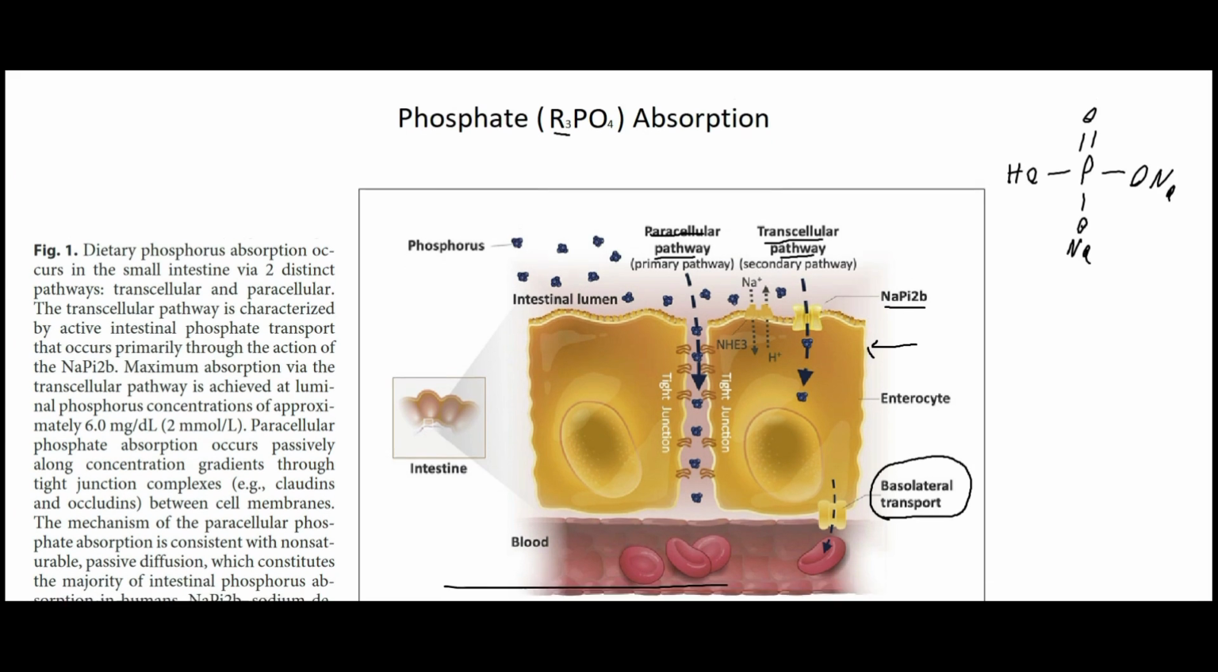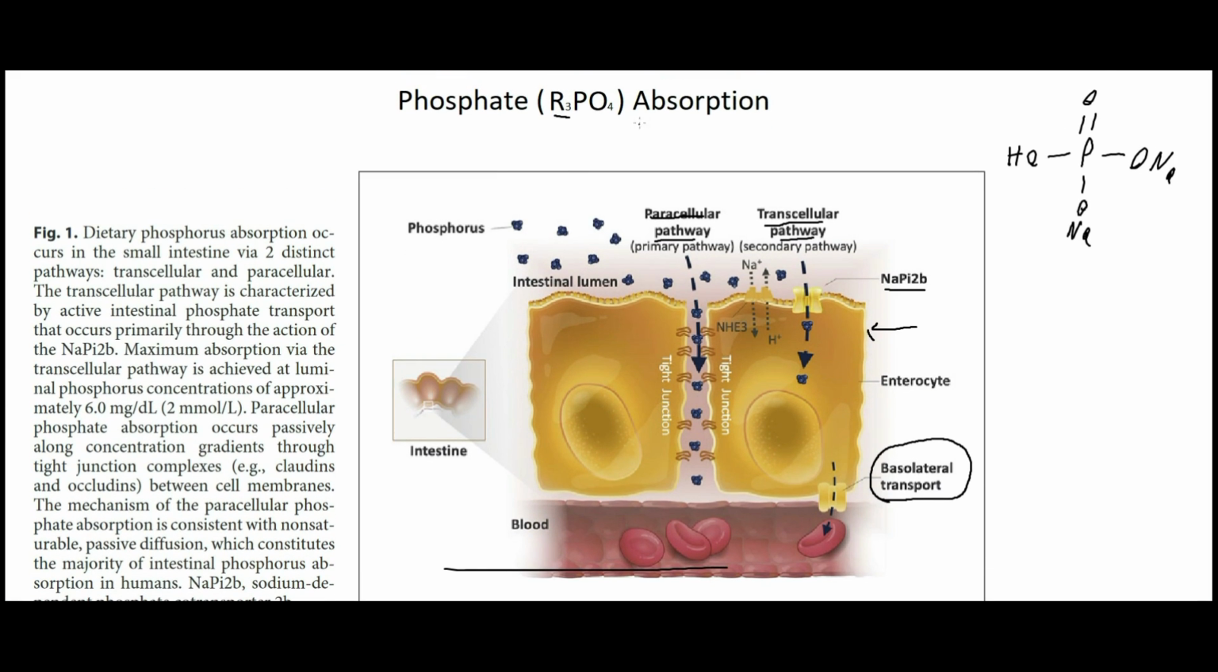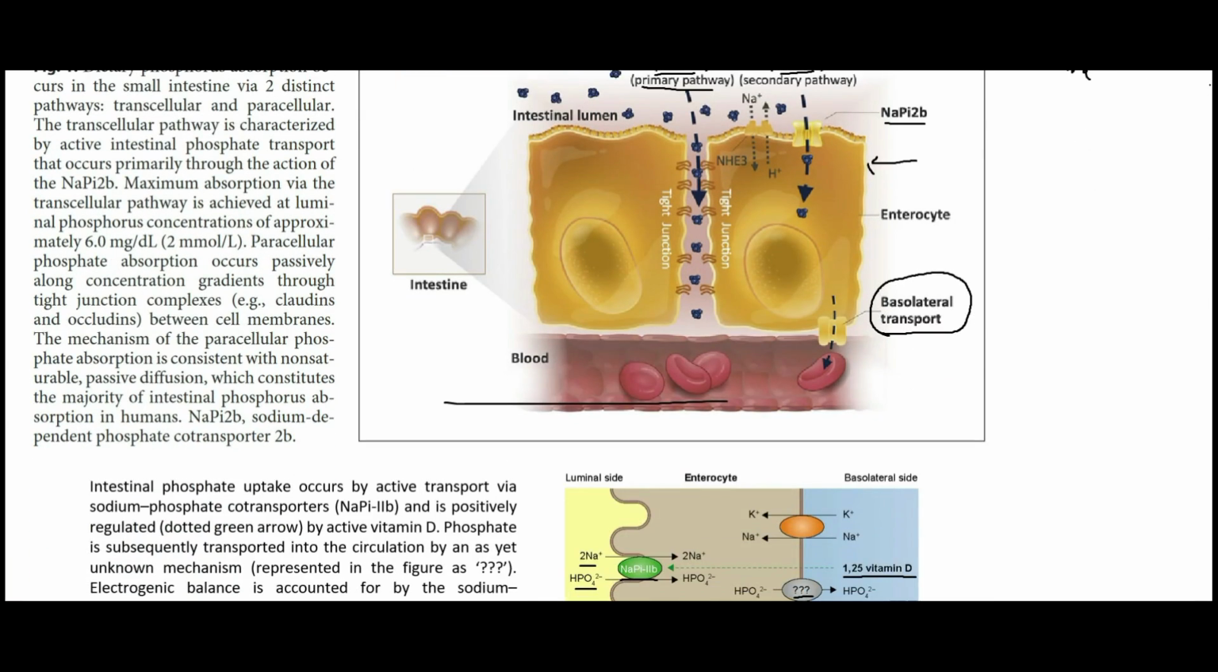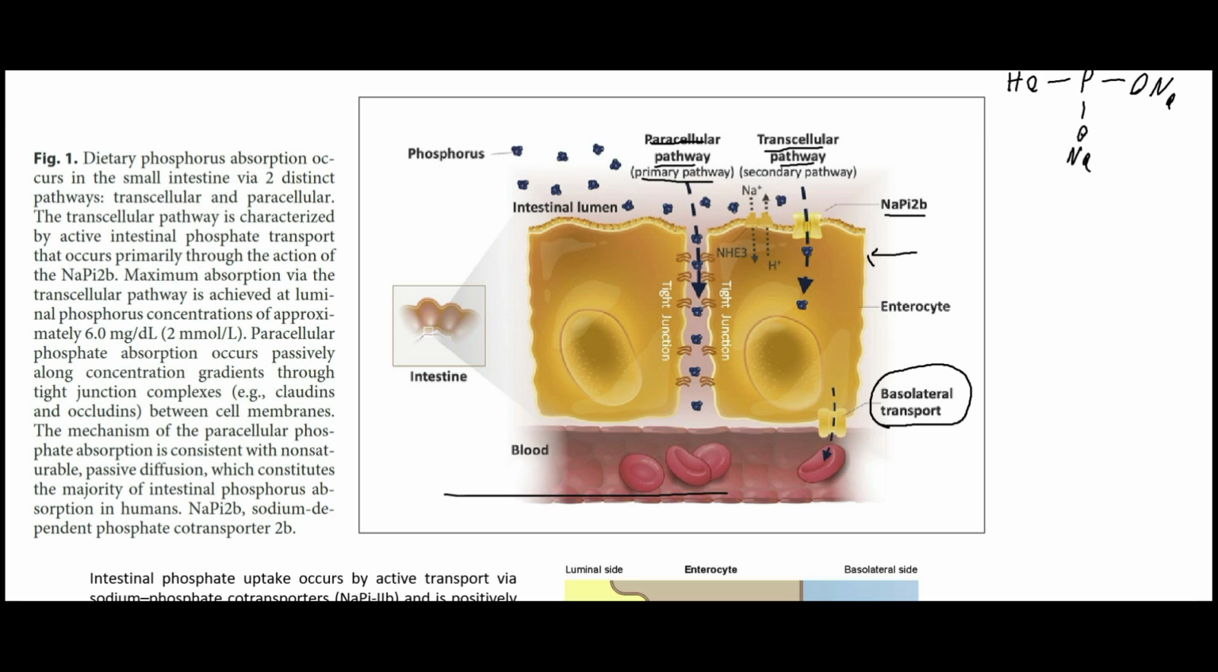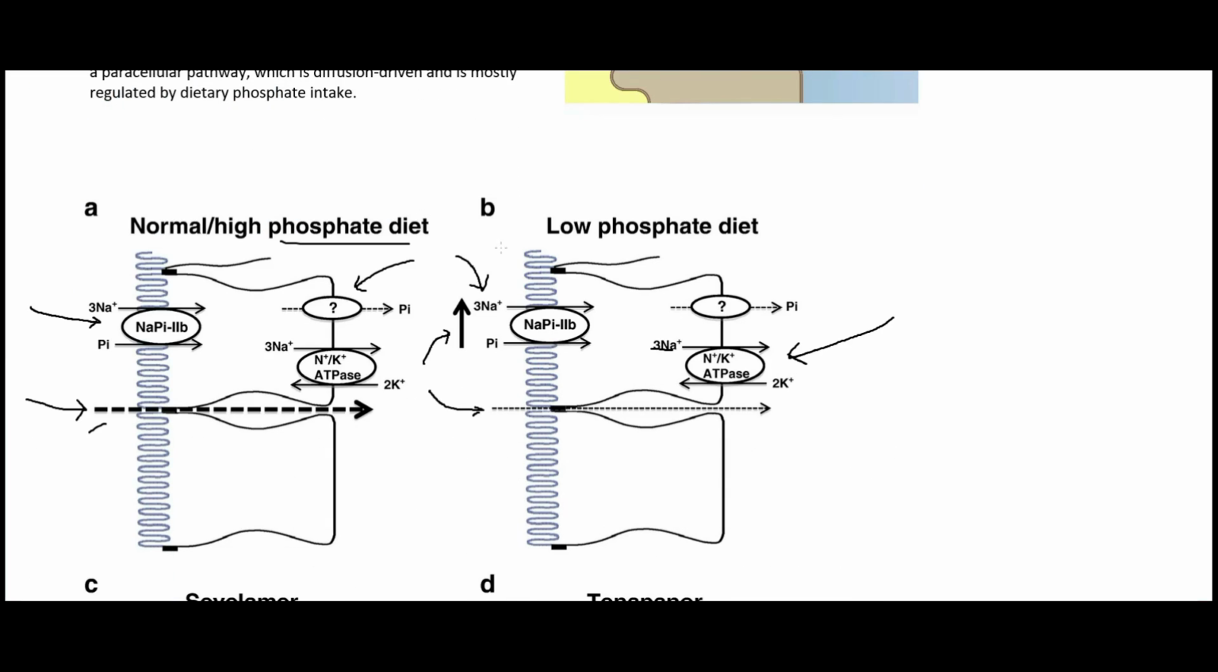But anyway, the take-home message here: phosphate, like I said, the primary pathway to be taken into the human body from the intestine is this paracellular pathway, but then we also have this transcellular pathway, which is a somewhat more regulated pathway, which can help regulate whether we have these high or low phosphate diets here.